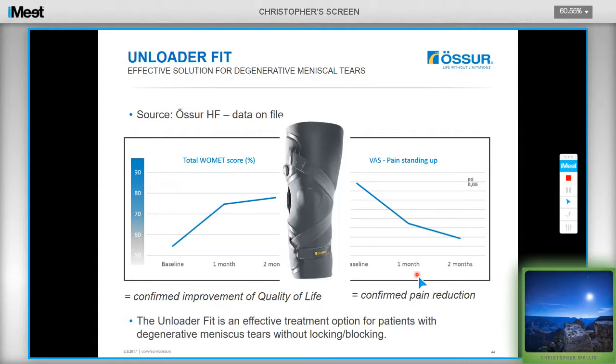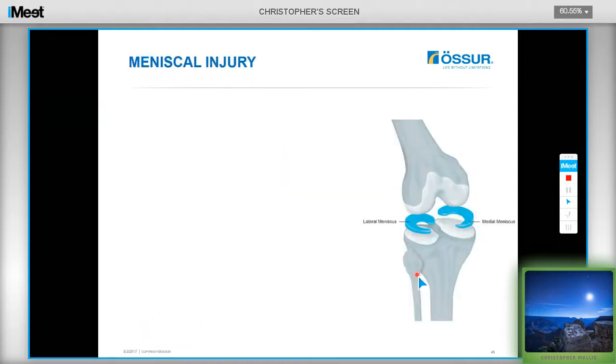So we've now got a brace that is proven to have benefits both from quality of life and pain reduction for degenerative meniscal tears. And obviously, if you've got a degenerative meniscal tear with associated osteoarthritic change, which is common, we've got the Unloader Fit and Unloader One, which are certainly proven for OA management.